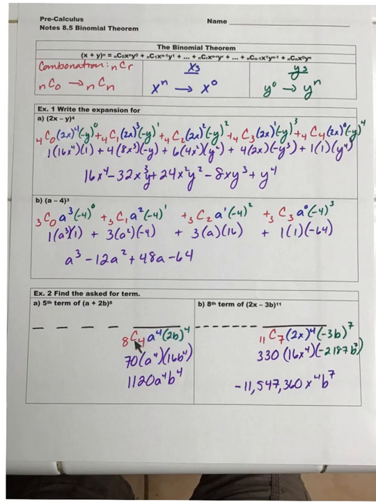And now use my calculator. This is 70 times a to the fourth times 16b to the fourth. Multiply that and we get 1,120 a to the fourth, b to the fourth.